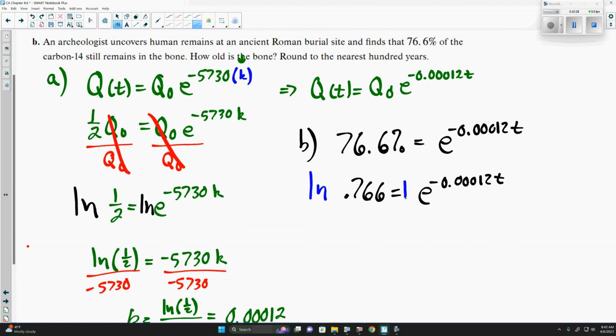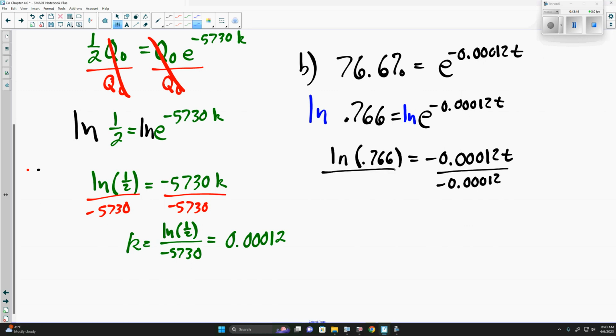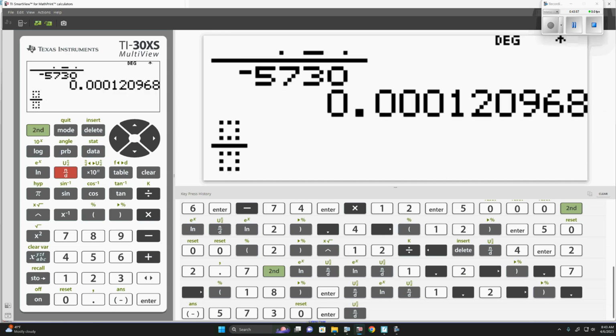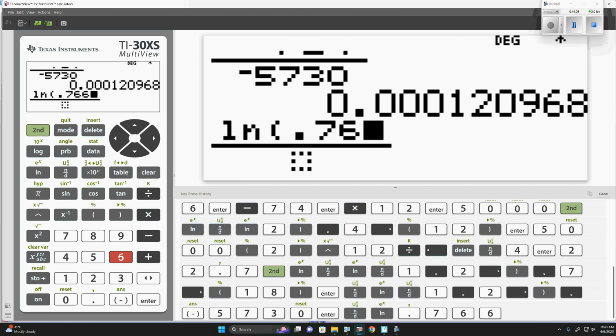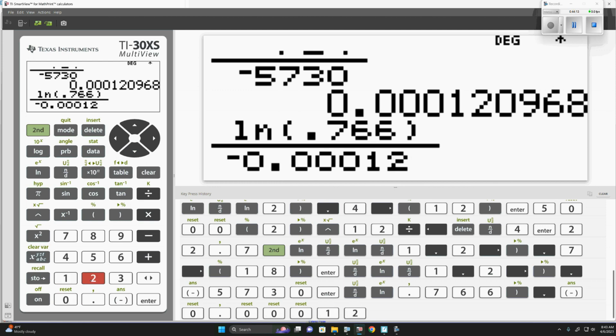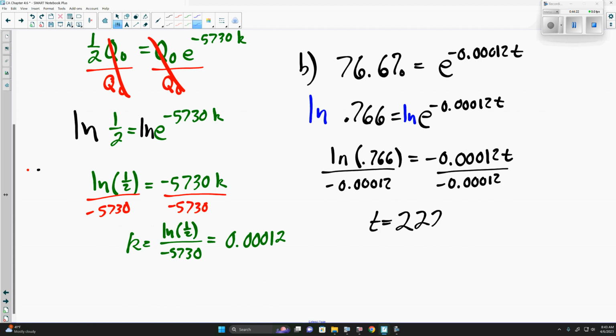Now, at this point here, we would take the natural log of both sides, which will tell us that ln of 0.766 is equal to negative 0.00012 T. To get our answer, I would use the natural log of 0.766 divided by negative 0.00012, which is 222,221 years. And that is it.